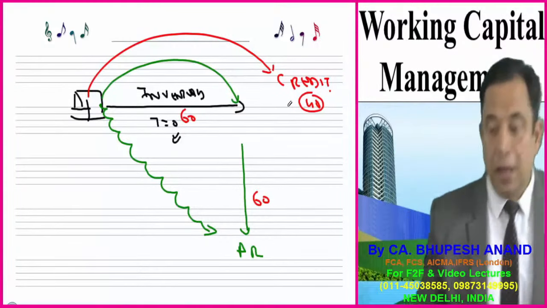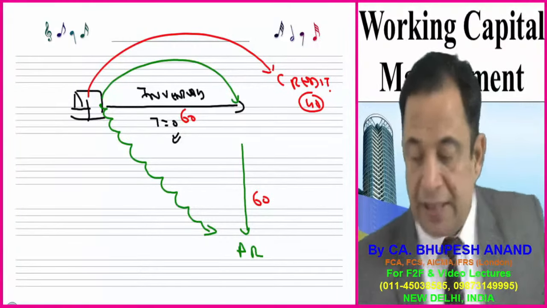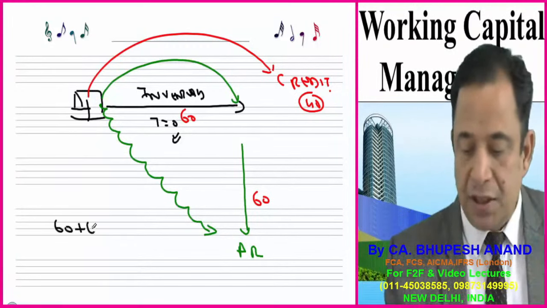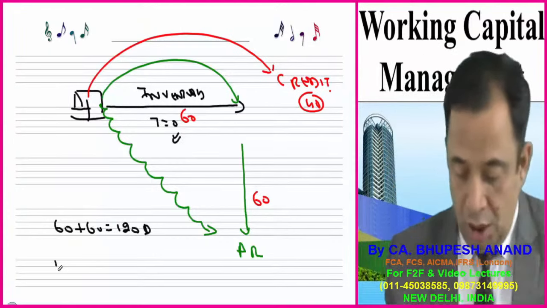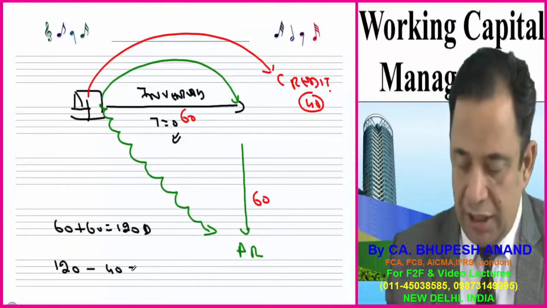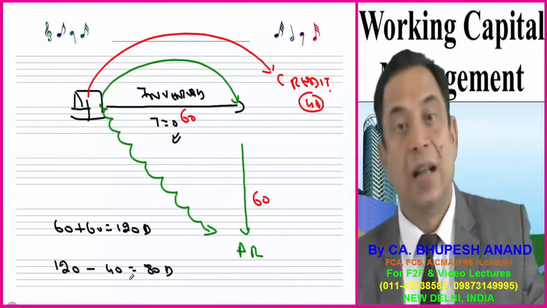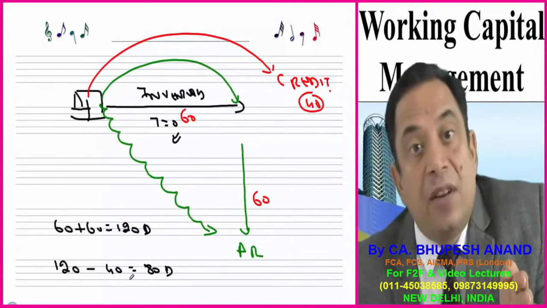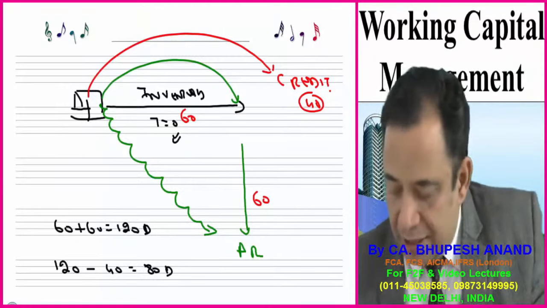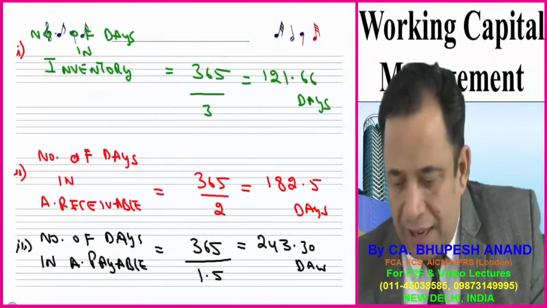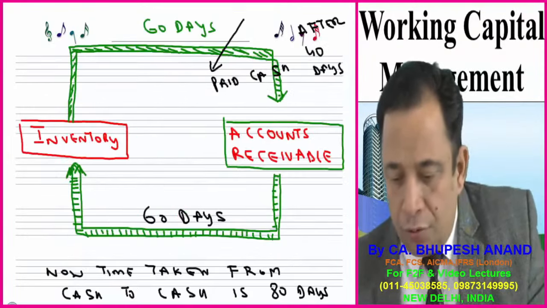So how much will the net operating cycle be? I will say 60 plus 60. Earlier I told you that is 120 days. Now I will tell you 120 minus 40, that comes to 80 days. It means the net operating cycle will be 80 days. It is not 120 days. So I have just written the same concept for you. Please write it down so that we can move forward.